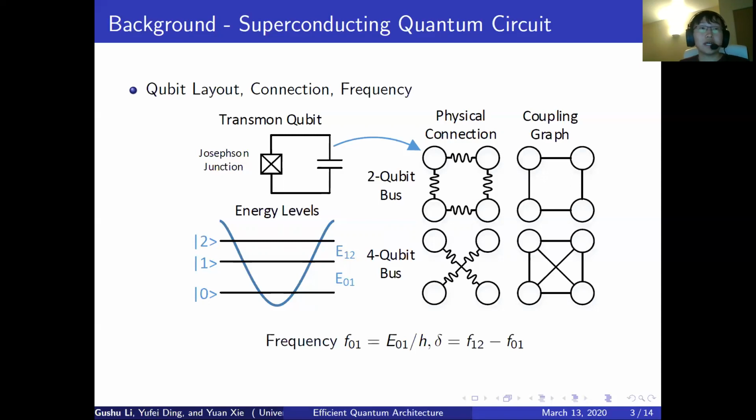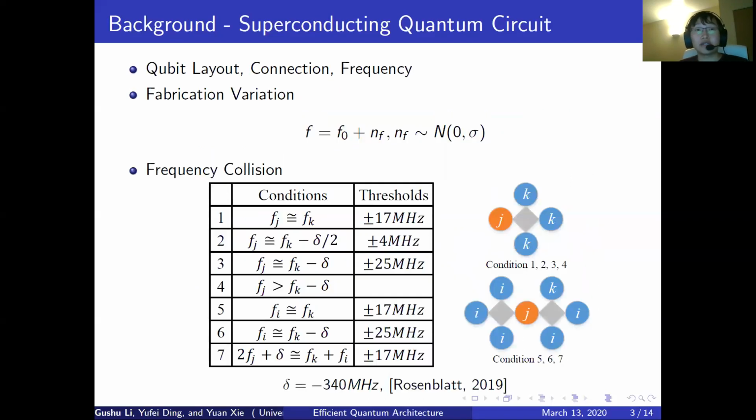Just like the fabrication of traditional CMOS technology, there is also fabrication variance for superconducting quantum processors. Suppose we hope to fabricate one qubit with desired frequency f0. Its actual frequency after fabrication will be f0 plus the noise, nf. And nf satisfies a Gaussian distribution with zero mean and a standard deviation of sigma. This sigma is around 130 megahertz to 150 megahertz under IBM's state-of-the-art fabrication technology. So there is a natural randomness in the frequencies of the physical qubits.